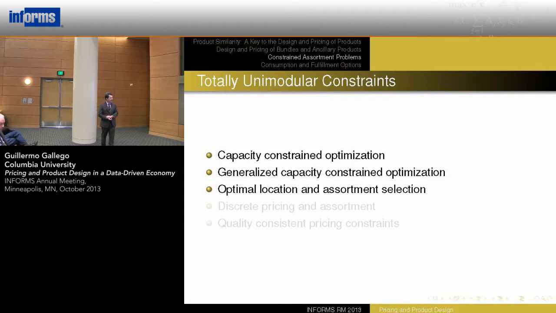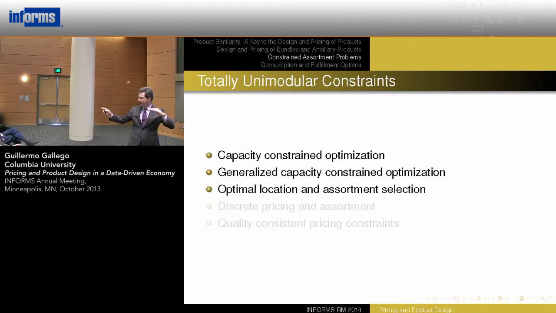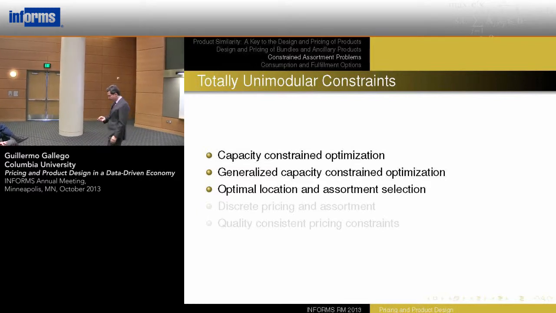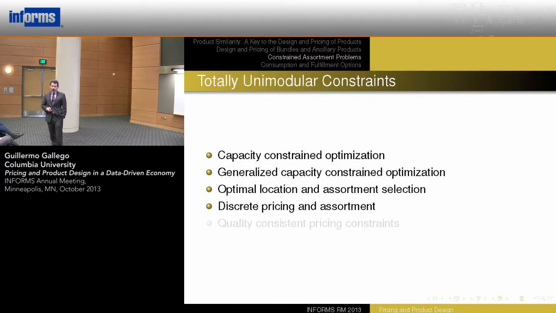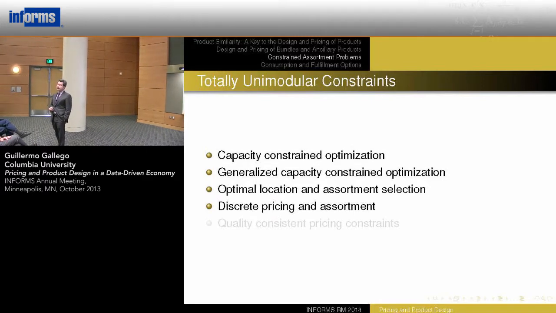One is this idea of optimal location and assortment. The idea there is that not only do you want to select the assortment, but where you're going to place it. So imagine you're in a supermarket. It's not the same if you put a product at eye level, or at the end of the aisle, than if you put it at shoe level or knee level.